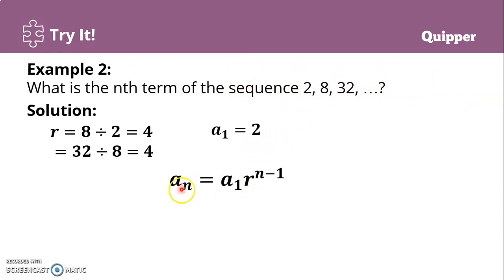So, we are going to use this formula. Substituting, we are looking for this, a sub n. Substituting, our a sub 1 is 2. The common ratio is 4. And so we have n minus 1. So therefore, this is the general formula. a sub n equals 2 times 4 raised to the power of n minus 1.